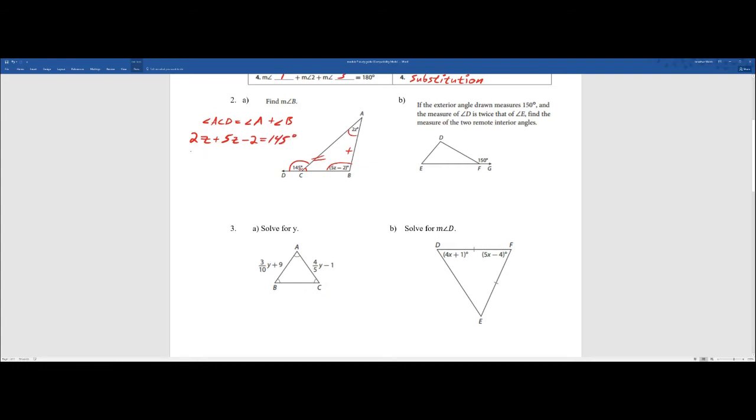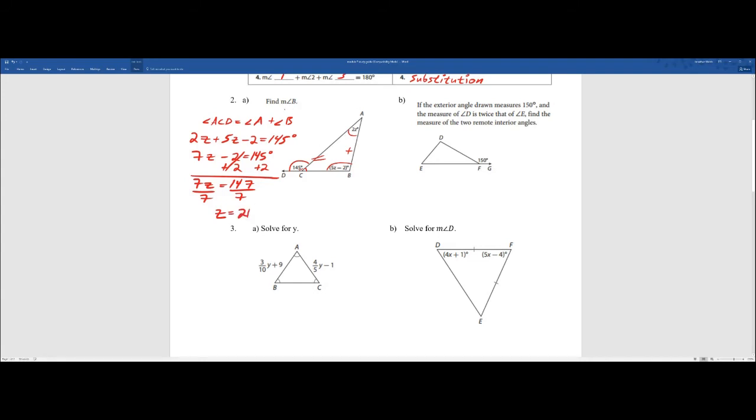That was given. Okay, so combine like terms. We have 7z minus the 2, still equaling the exterior angle, 145 degrees. And we're going to use the addition property of equality. Get some cancellation there. And we got 7z equaling 147. Good old-fashioned division problem. Okay, division property, and we should get z equaling 21.